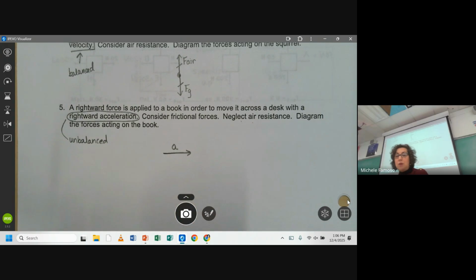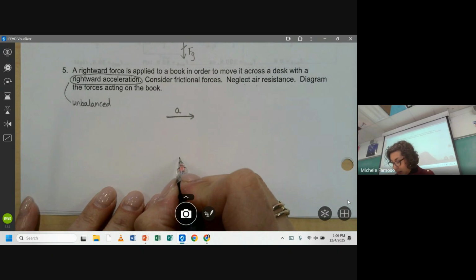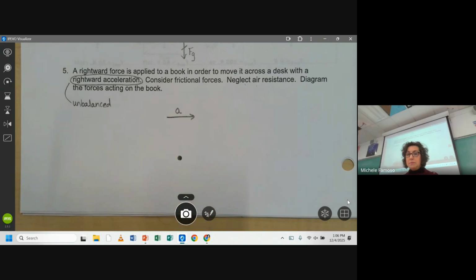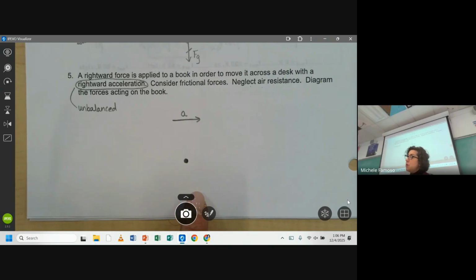So I'm going to show that arrow just to help me with this a little bit. I'm going to put my dot for the book below it. And that's where I'm going to draw the forces. I don't put the acceleration arrow on the dot. It's there to help me understand how big these things should be. I'm going to tell you right now, there are 4 arrows to draw. Anybody think they could tell me one of the 4?